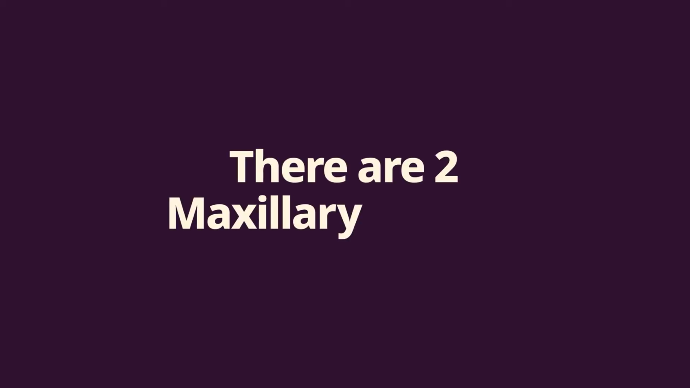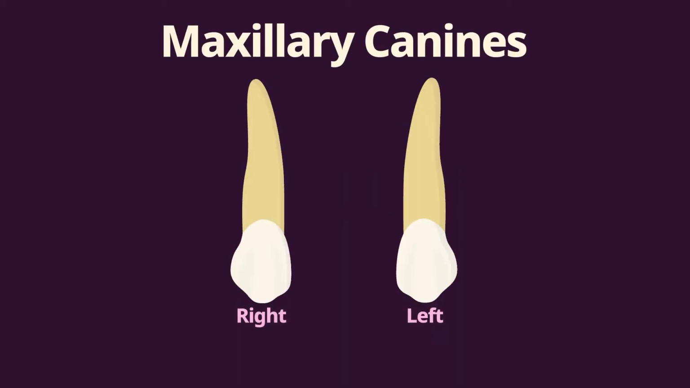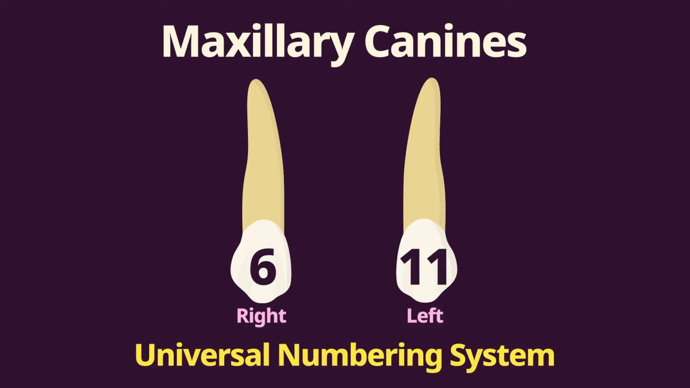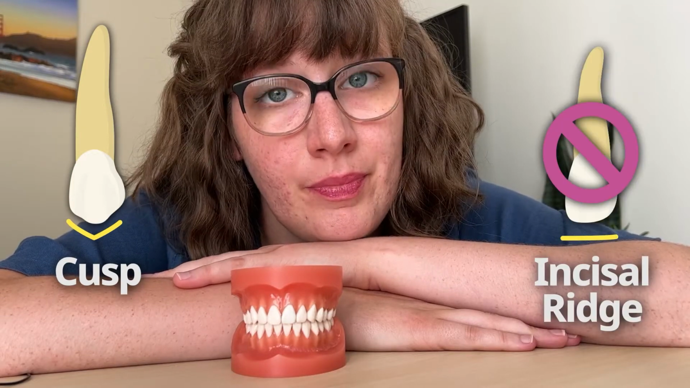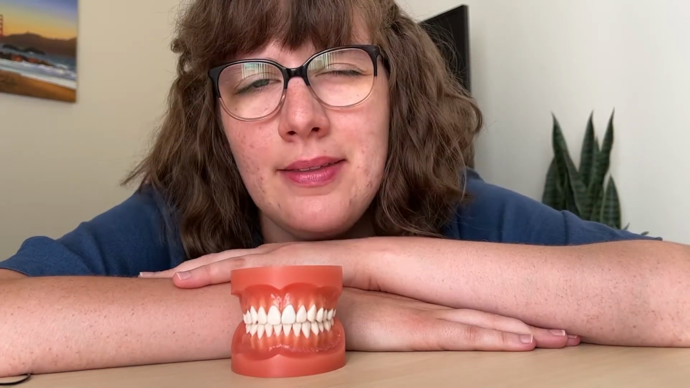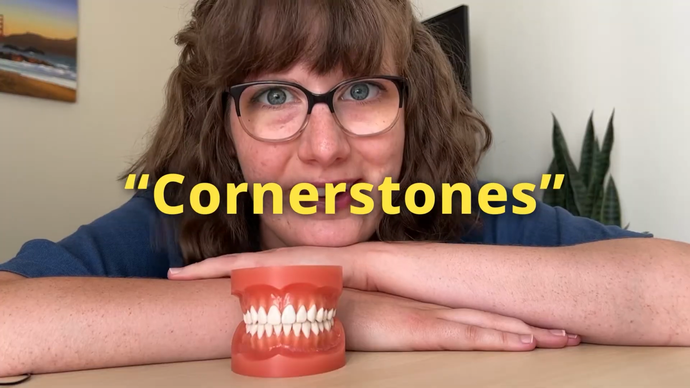There are 2 maxillary canines, the right and the left, and those are numbered 6 and 11 using the universal numbering system. We're moving on to another class of teeth, the canines. Canines, unlike incisors, have cusps instead of incisal ridges. There are 4 canines in total, making them the cornerstones of the mouth.